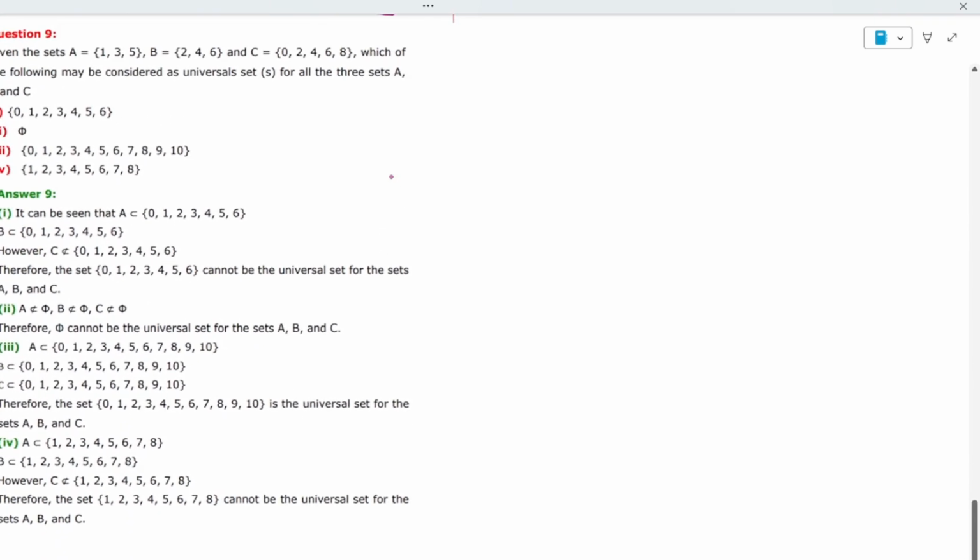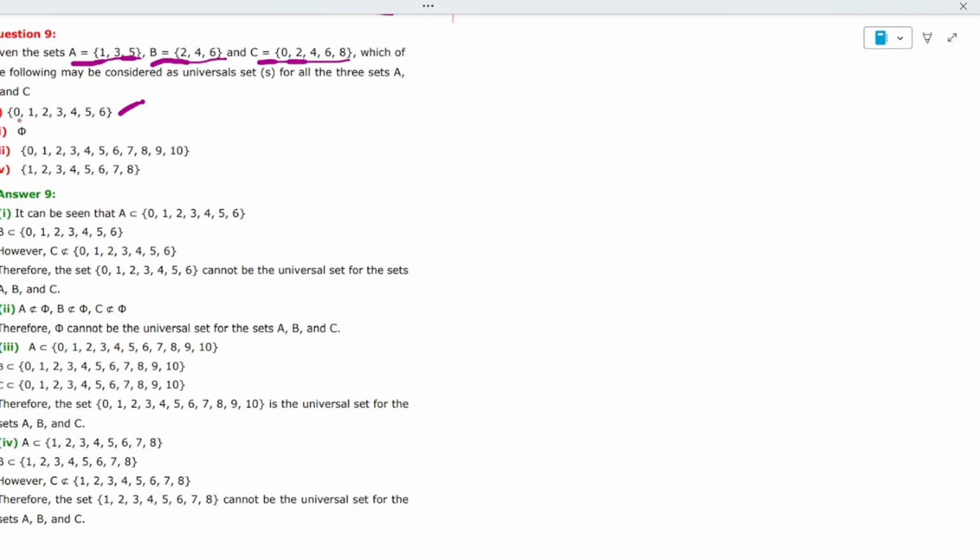Now let's see the last question of this exercise, that is, given set is A, they have given some set, B, they have given some set, and C, they have given some set. Now let's see what are the conditions they have given. Which of the following may be considered as universal set for all the three sets A, B and C? Which are the universal set? Now let's take down the set they have given here.